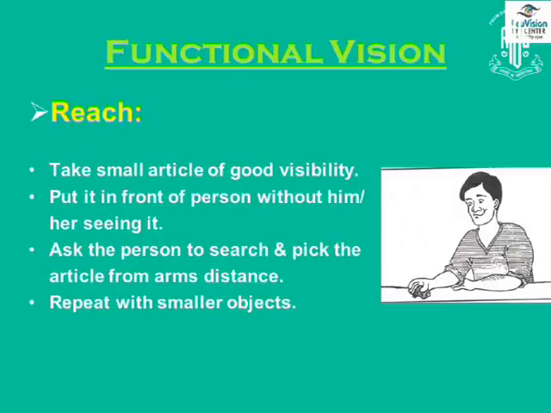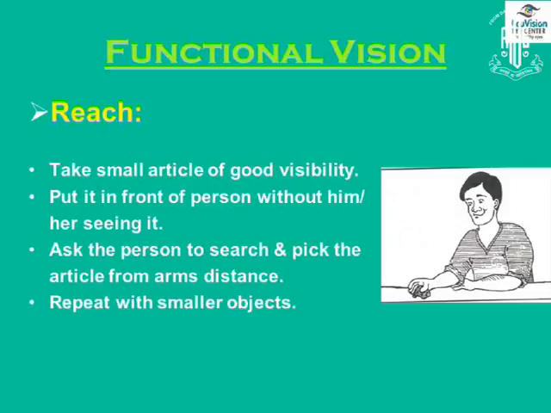Then once we have seen the attention, is the child able to reach it? So take some object, keep it on a table or in your palm, and then you can see if the child is able to pick it or not. So is the child able to reach it or not? If the child is able to reach, then visual area number 1 is good.